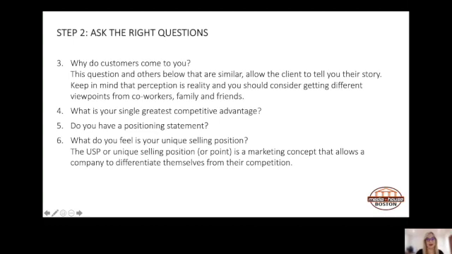Then the next question, what is your single greatest competitive advantage? So what sets you apart from the rest? Do you have a positioning statement? What do you feel is your unique selling position? What is your unique selling point? Okay, it's also called the USP. And this is a marketing concept that allows a company to differentiate themselves from their competition. It's really important, and every company has one. Okay, it's part of their marketing strategy.